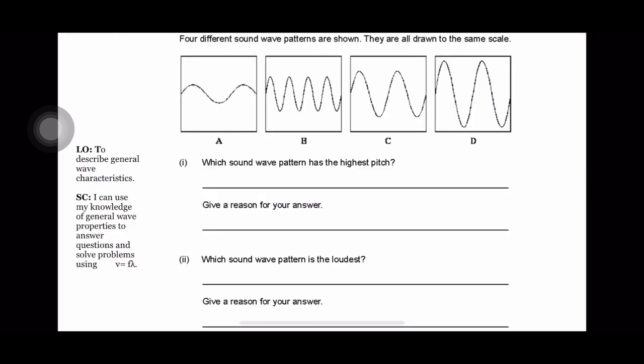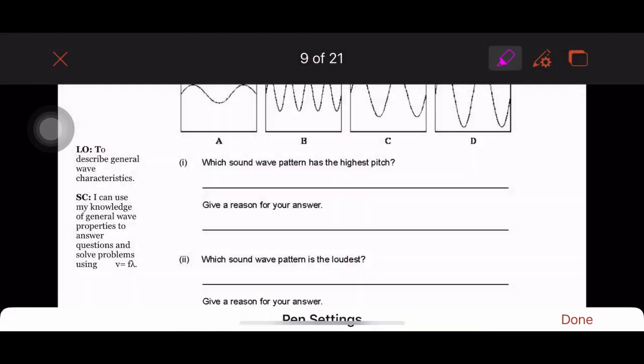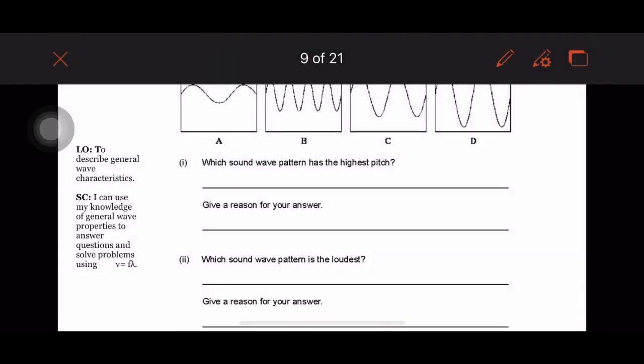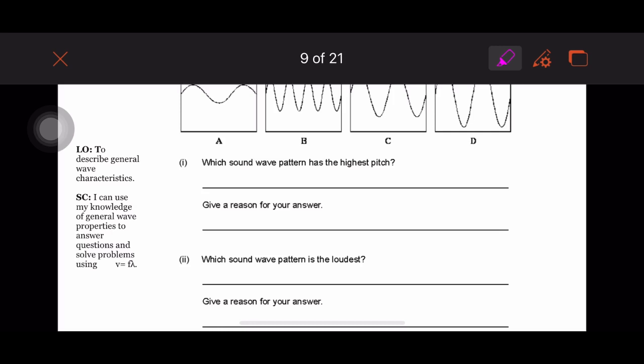Okay, so next page. It's a similar question. It says 4 different sound wave patterns are shown. They are all drawn to the same scale. And which sound wave pattern has the highest pitch? Give a reason. This time it will ask you to give a reason. 1 mark for this, 1 mark for the reason.